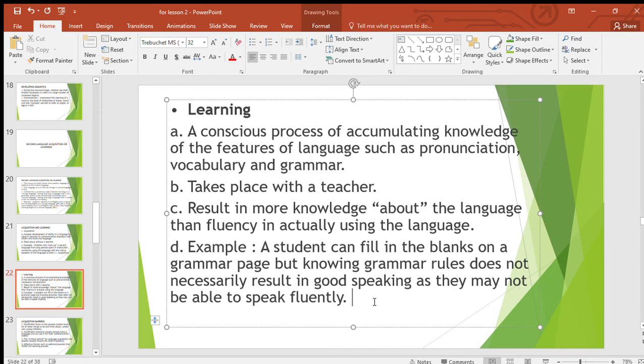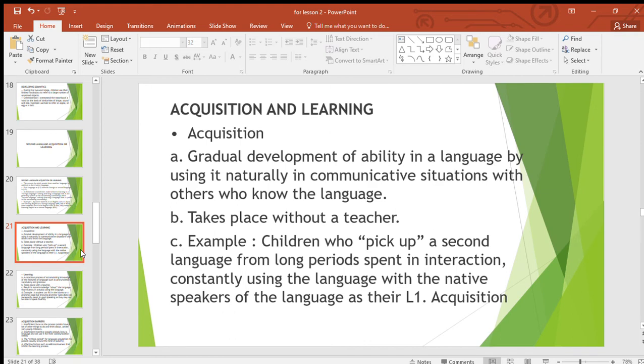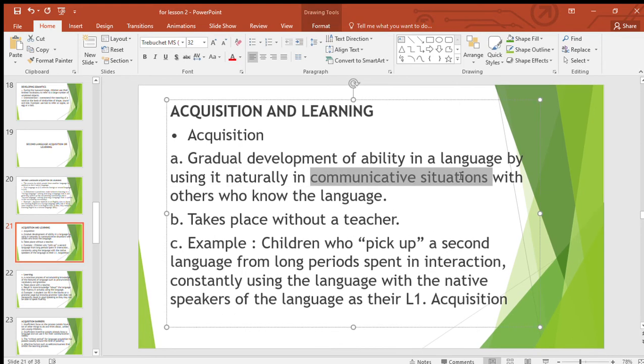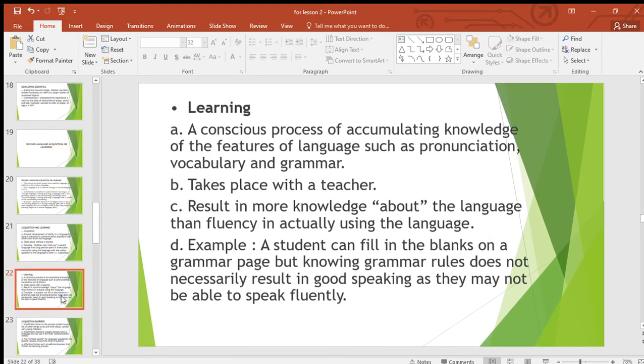So that's the difference between acquisition and learning. When we say acquisition, you learn because you are trying to apply it in speaking, in communicative situations with others who know the language. When learning, you're just really learning about the language. That's the difference between the two.